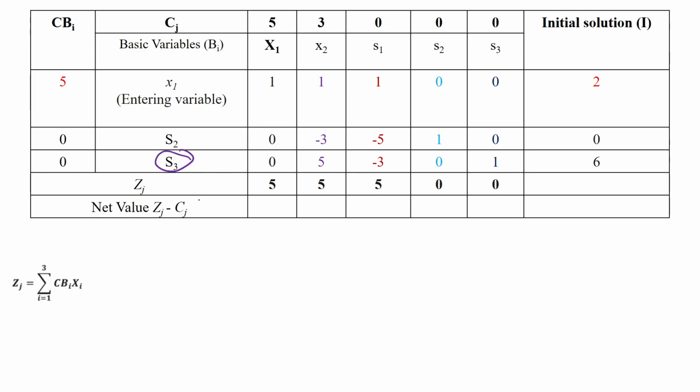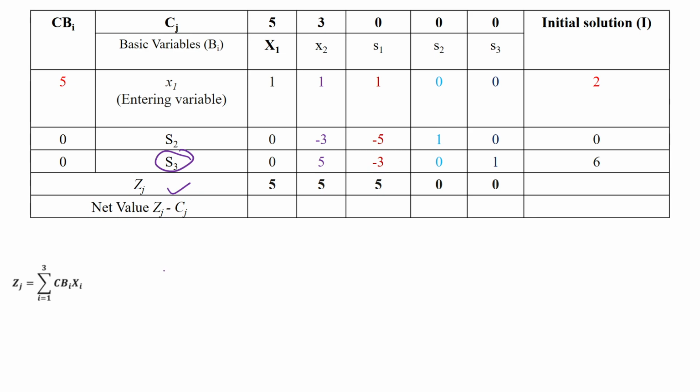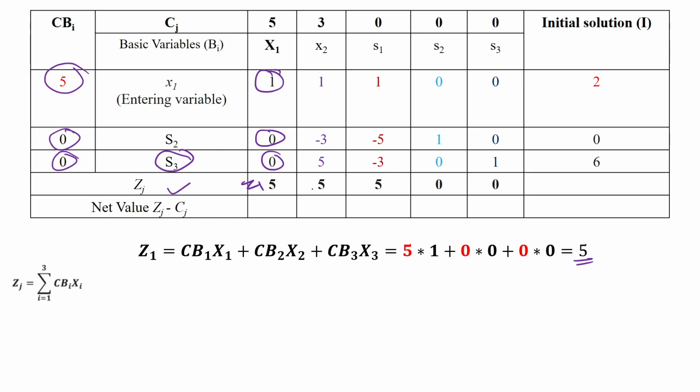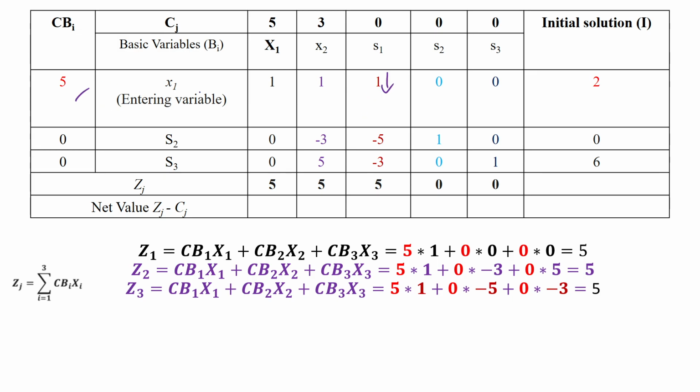So now ZJ is to be calculated. Initially ZJ has 3 zeros, so now we have to calculate ZJ, which we already know. How do we calculate ZJ? Here, 5 into 1 plus 0 into 0 plus 0 into 0, that is Z1, so based on that you will get 5. For Z2, 5 into 1, then 0 into minus 3, then 0 into 5, so you get 5. Then the next column: 5 into 1, 0 into minus 5, 0 into minus 3, so you will get 5.